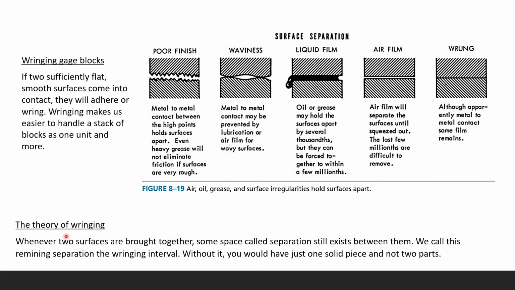So the theory of ringing is nothing but this: when two surfaces are brought together like this, some space called separation, right here, still exists between them. We call this remaining separation the ringing interval. You can see it in between this surface and that surface. Without it, you would have just one solid piece and not two parts. As long as you have two parts, you always have this remaining separation, and we call that the ringing interval. Without this interval, you would have only one piece.